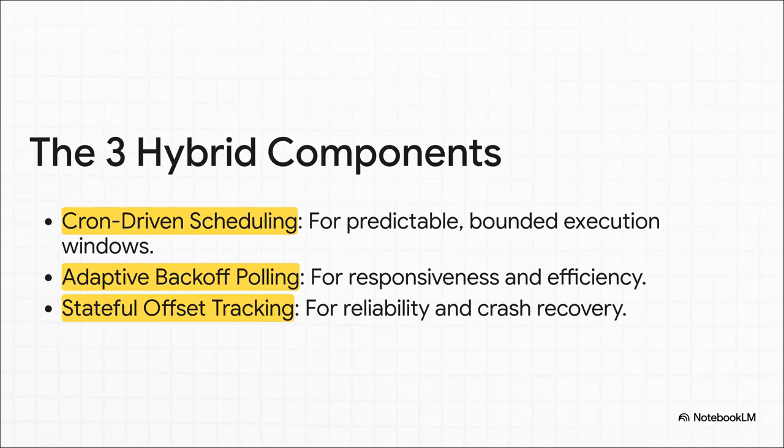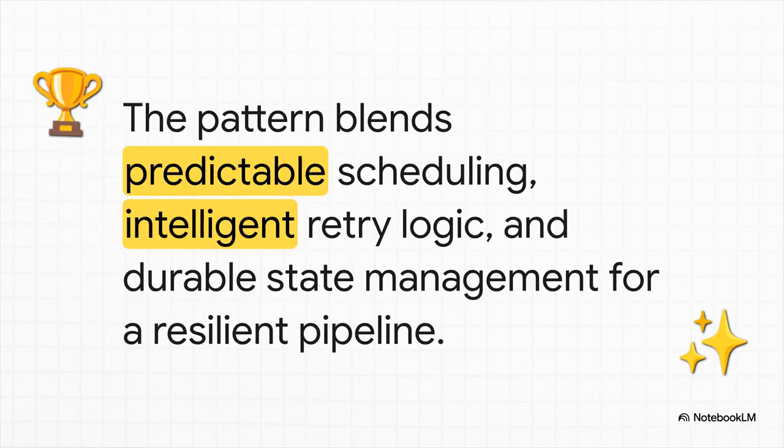First, you've got cron-driven scheduling. That gives us a nice, predictable rhythm. Second, you've got our friend adaptive Backoff polling for all the intelligent retries. And third, of course, is the stateful offset tracking to make sure it's bulletproof. When you mix these 3 things together, you really do get the best of all worlds. The schedule makes sure things happen predictably, the Backoff polling stops you from being wasteful, and the offset tracking means you never ever lose your place. It's a system that's robust, it's efficient, and it is seriously resilient.